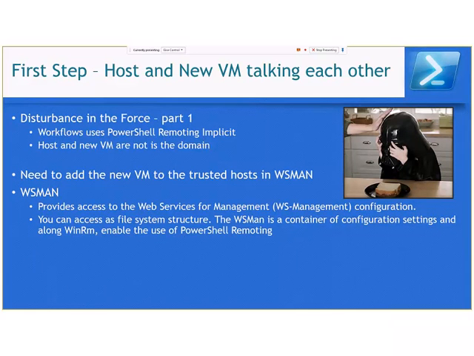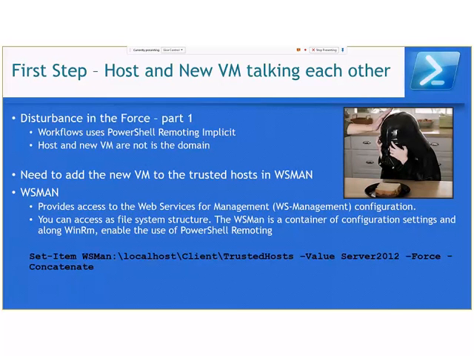You can access it like a file system structure. WSMan is actually a container of configuration settings, and along with WinRM, it enables the use of PowerShell remoting. Why do I need that? Because I'm using workflows in my script, and workflows implicitly use PowerShell remoting.